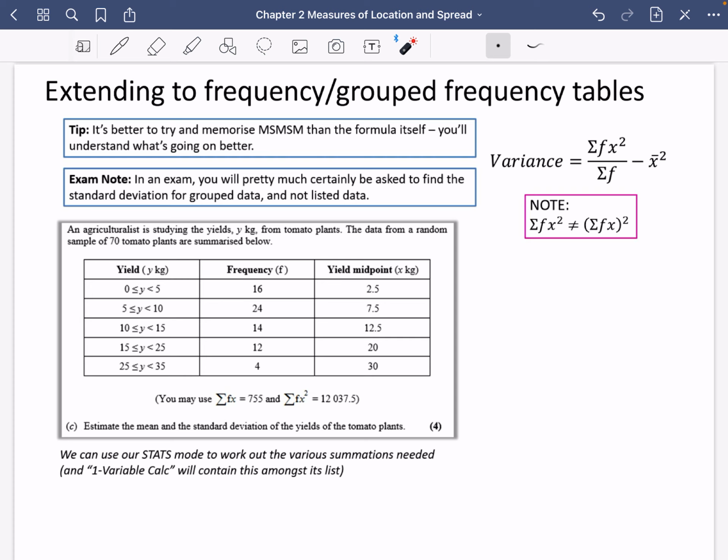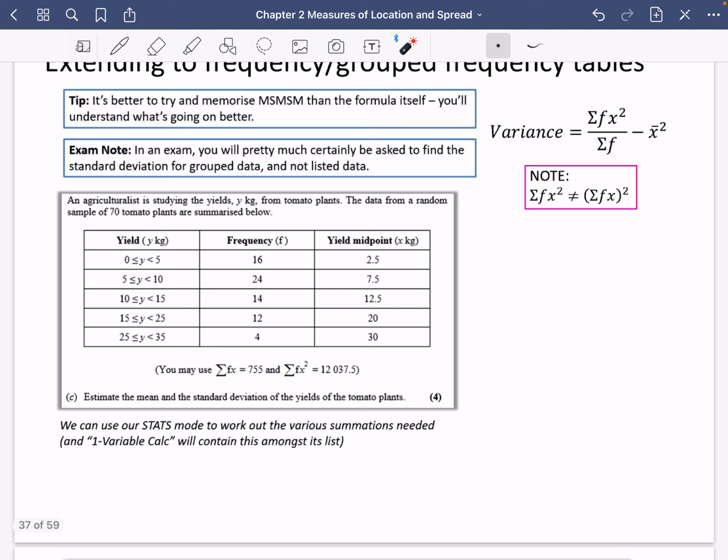The sum of fx squared is not equal to the sum of f of x all squared. So for this particular question, we are going to try and find out what the mean and the standard deviation is. Now they've told us something that I don't know if they will always give you. They've told us this information that we've got running along here.